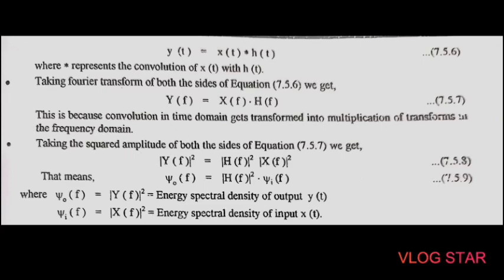Then after that we have to take the square amplitude of both the sides. So we get |Y of f| square is equal to |H of f| square into |X of f| square. Here |Y of f| square, that means psi 0 of f, the output term, is equal to |H of f| square into psi i of f. So this psi 0 of f is the energy spectral density of output y of t, and psi i of f is the energy spectral density at input x of t. Hence it is proved.